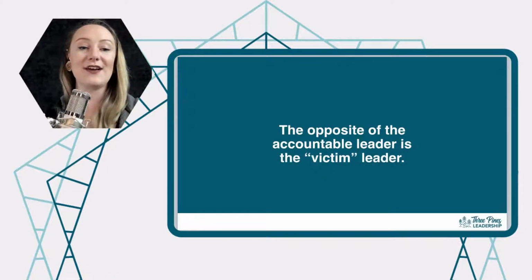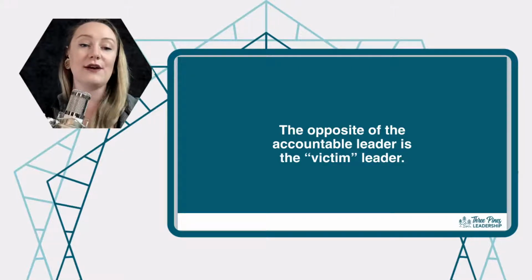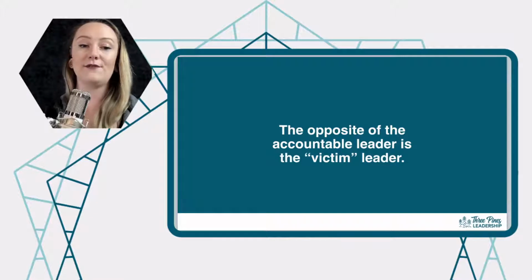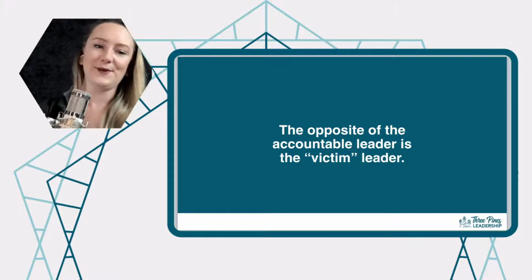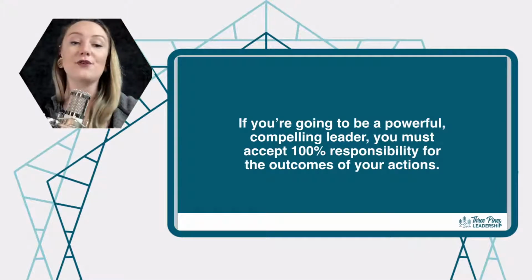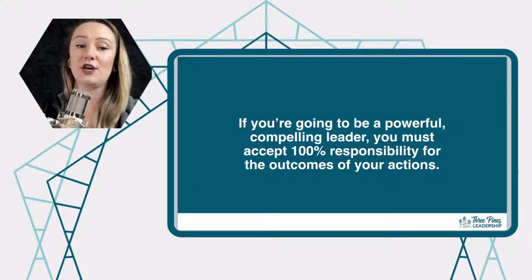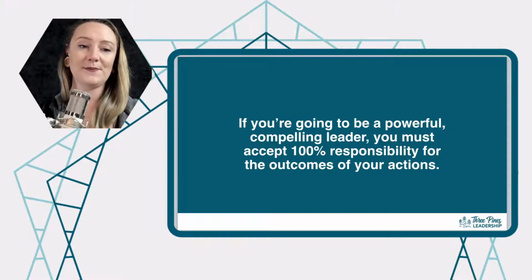The opposite of the accountable leader is the victim leader. The victim leader blames everyone and everything else for their failures. They refuse to believe that their actions could result in problems, so they constantly blame problems on others. And they must take credit for success, but they'll certainly never accept blame for failure. And if you're going to be a powerful, compelling leader, you must accept 100% responsibility for the outcomes of your actions. You must take decisive action to influence specific outcomes and then embrace those outcomes, whatever they may be.